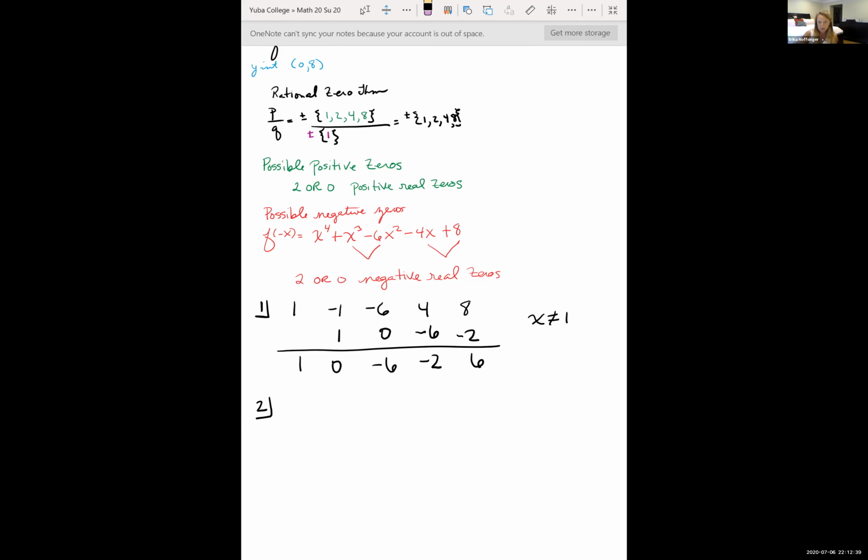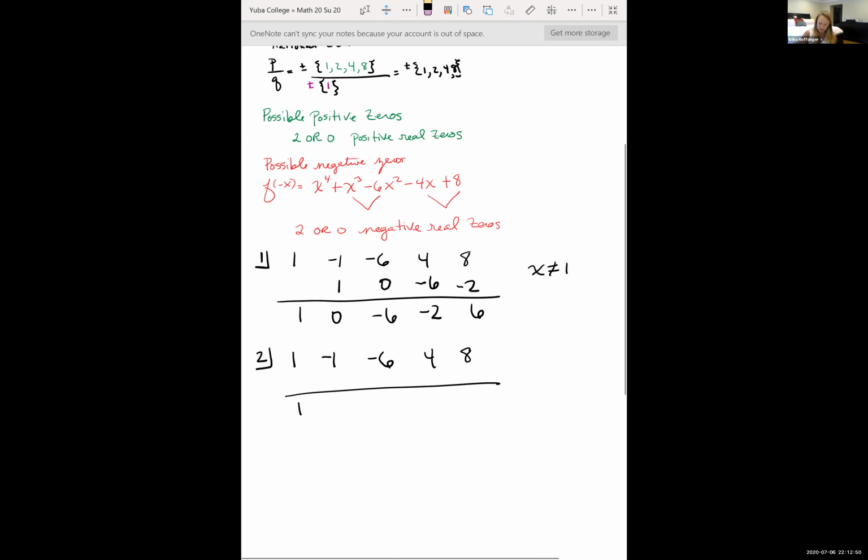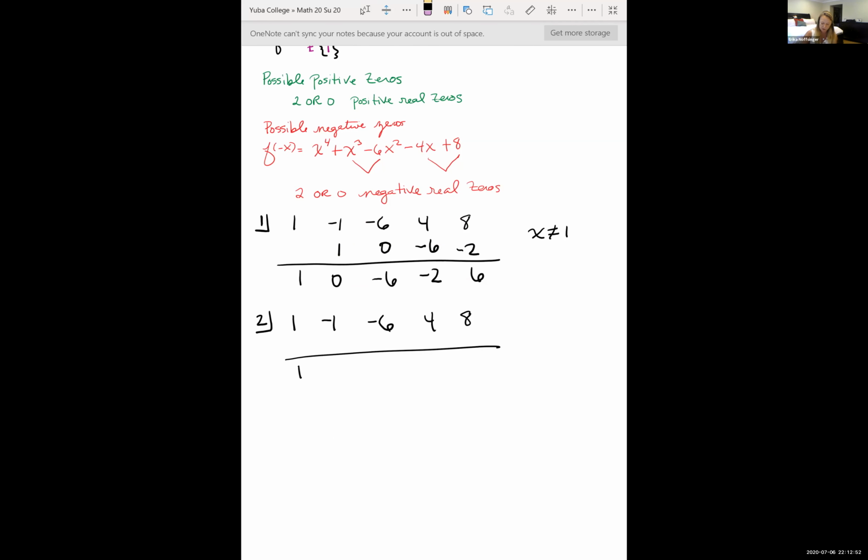So we still have the same coefficients because we haven't found a 0 yet. So 1, negative 1, negative 6, 4, and 8. Bring the first number down and multiply it by c, in this case 2. So 2 times 1 is 2. Sum the column, negative 1 plus 2 is 1.